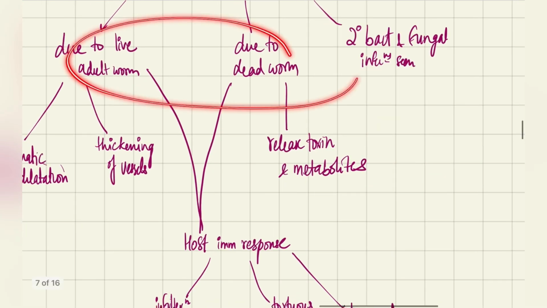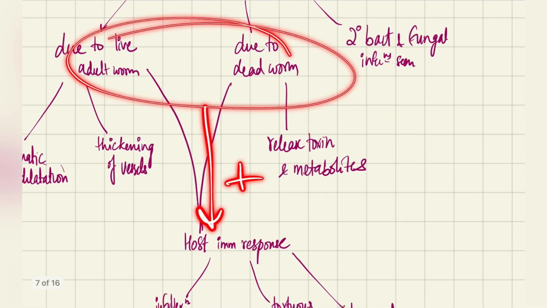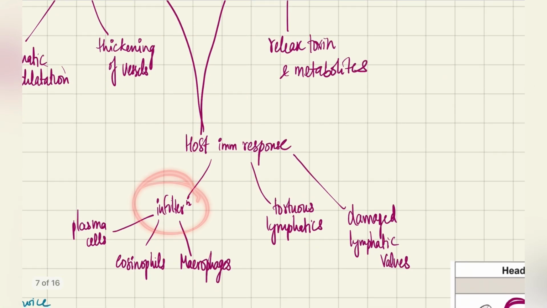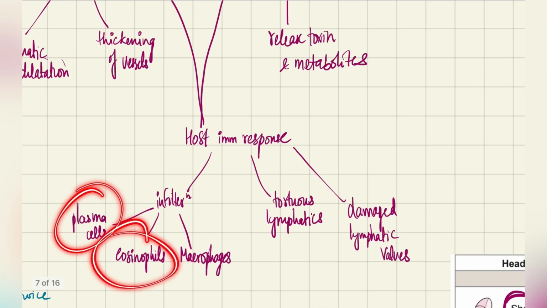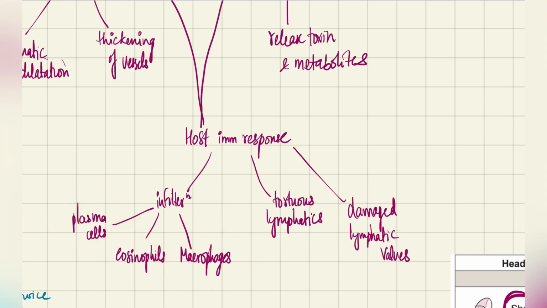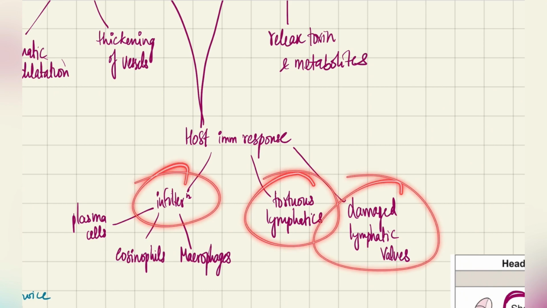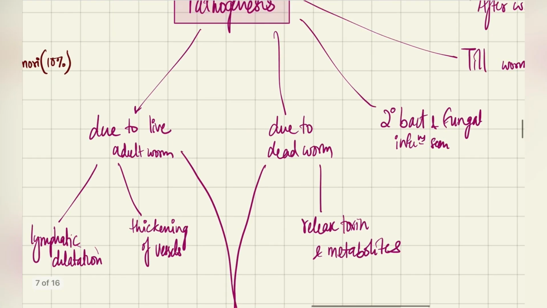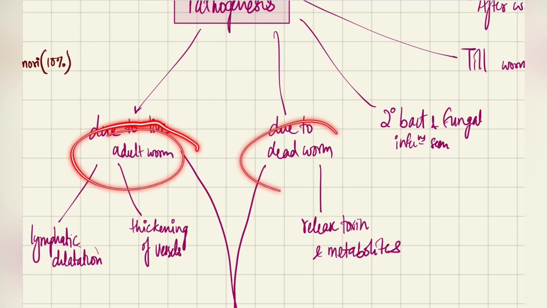Together these antigens will trigger a host immune response, and here there occurs infiltration of plasma cells, eosinophils and macrophages. At the same time, the lymphatic system becomes tortuous and it also gets damaged. So damaged lymphatic vessels, tortuous lymphatics and infiltrations. Okay, this is the host immune response in response to the antigens released by the adult worm and the dead worm.